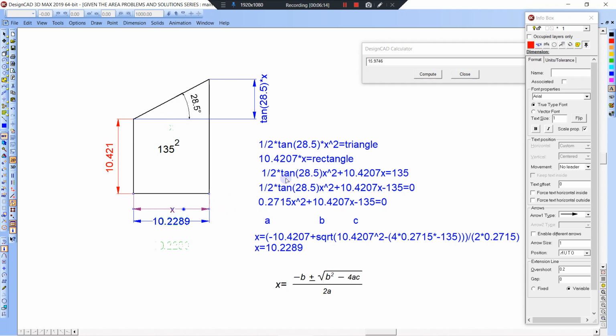So what we have now is the makings of a quadratic. Instead of equals 135, we're going to subtract 135 from both sides. So 1/2 the tangent of 28.5 x squared plus 10.421 x minus 135. And that is the quadratic form, whatever it's called, right? I just recognize it. I took trig once.